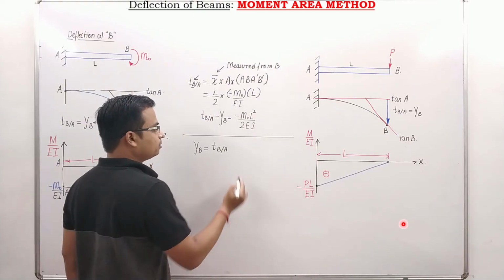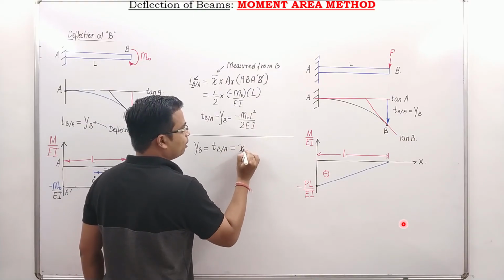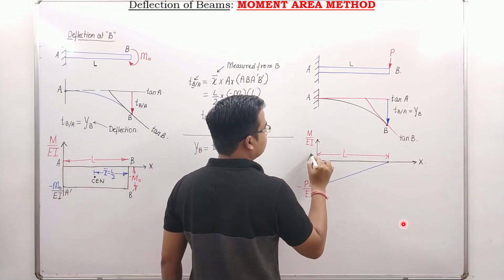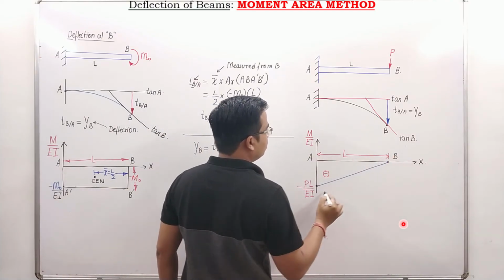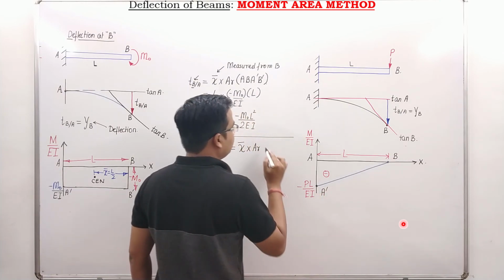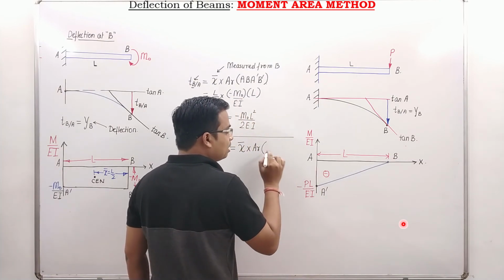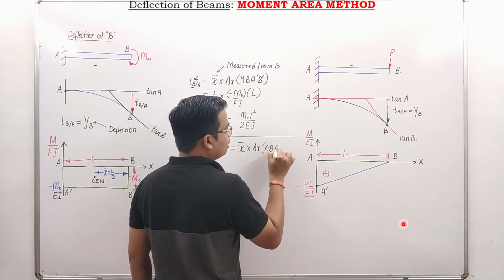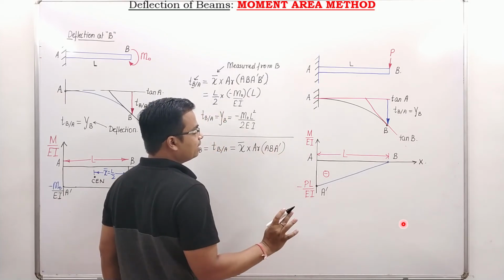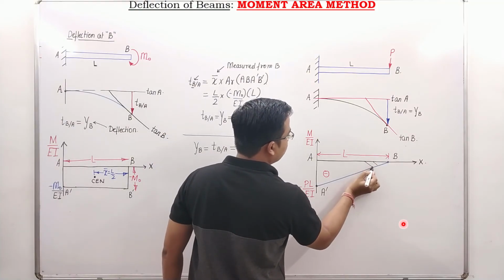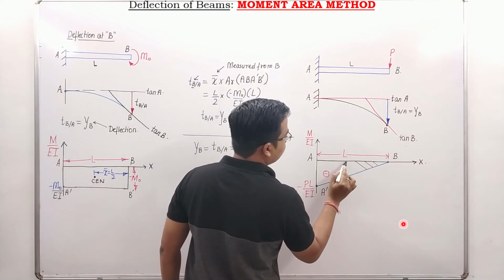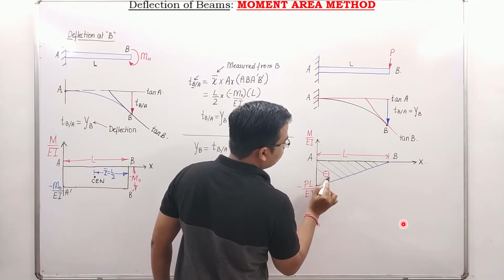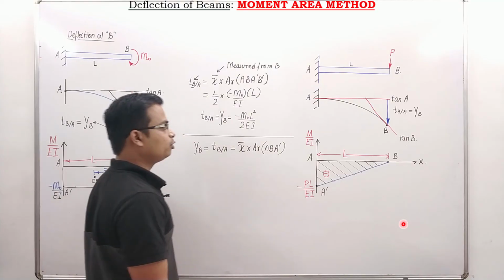How do you calculate this? Nothing but centroid multiplied by the area. Area of what? Let's say this is A, this is B, and this is A dash. The area between A, B, A dash from this M over EI diagram. This is the area I am talking about.